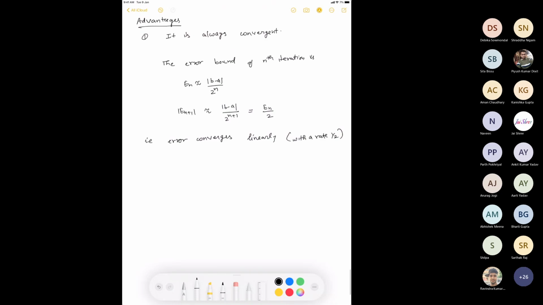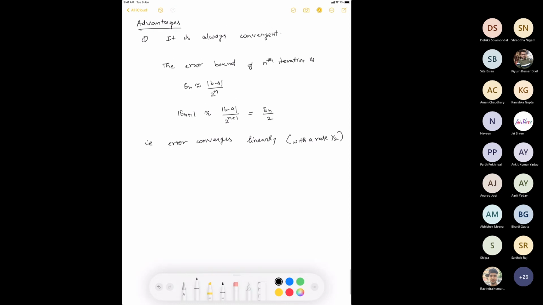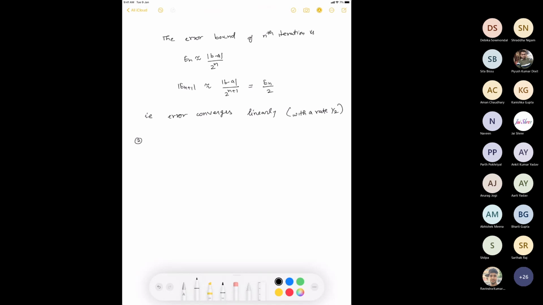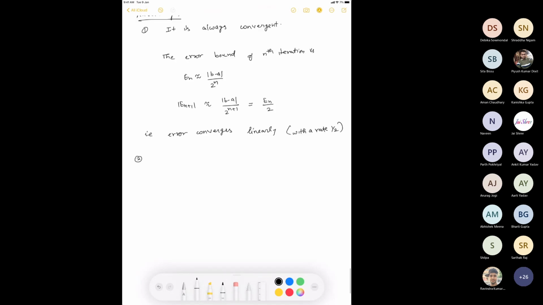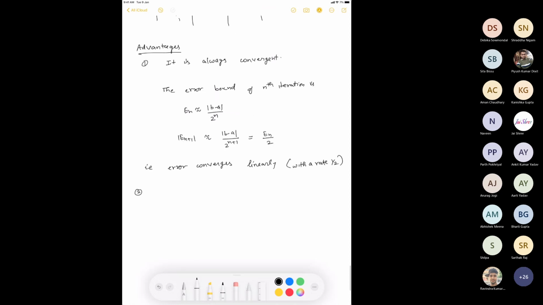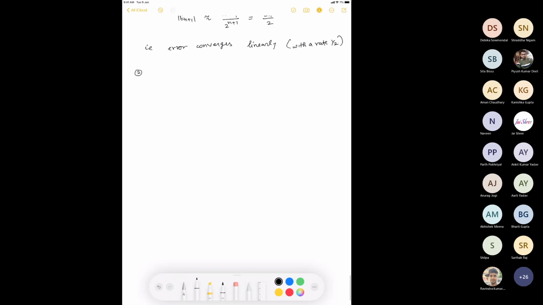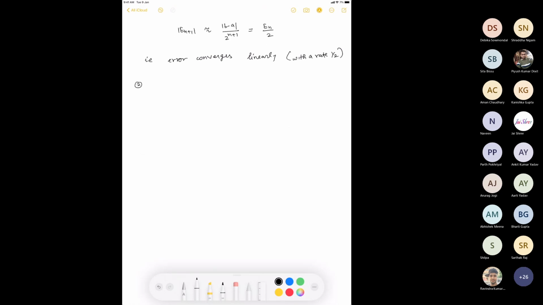Okay, so the method is always convergent. That is one very important benefit of this method. And secondly, you can see that the error can always be controlled, right? You set the desired accuracy, and you will be able to reach that desired accuracy within a finite number of iterations, right? Which we have already seen, that we can find the n for which we will be able to reach that epsilon.